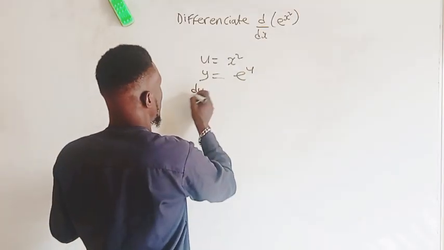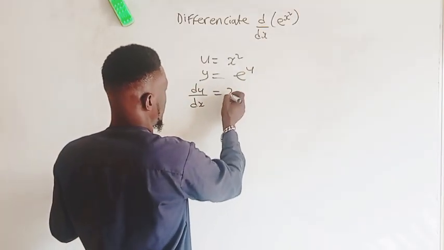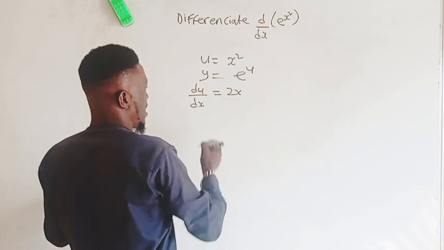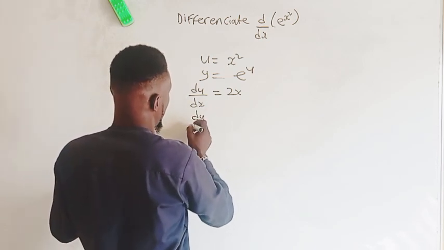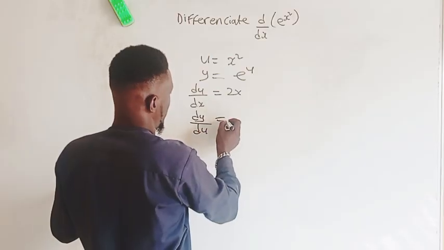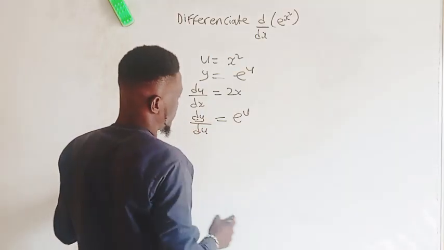Our du/dx is equal to 2x, while our dy/du is equal to e raised to the power u.